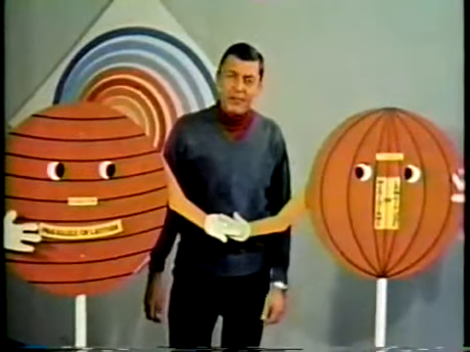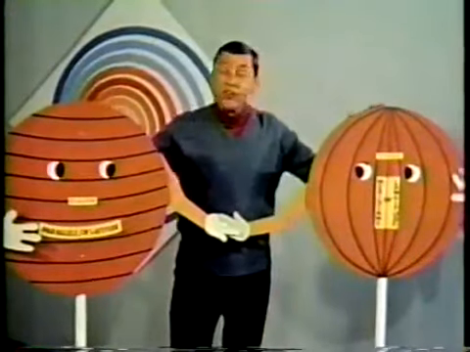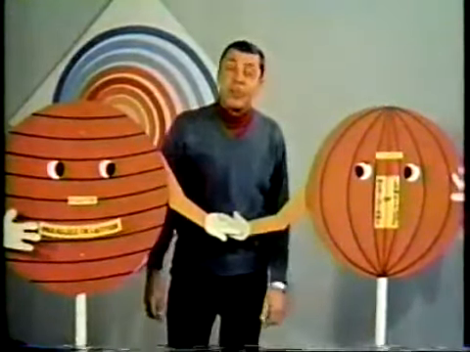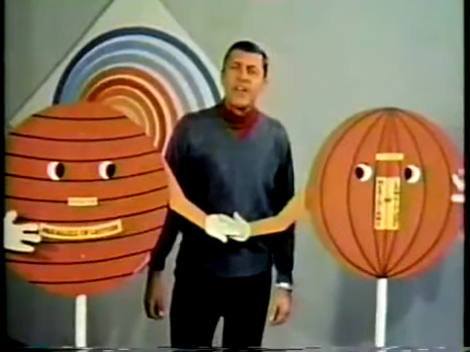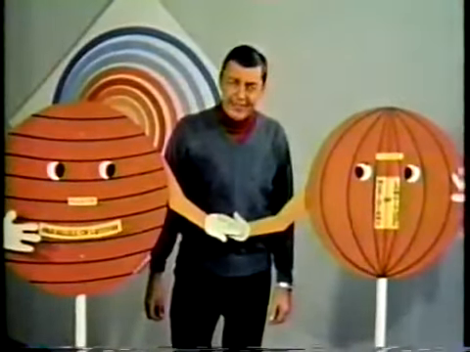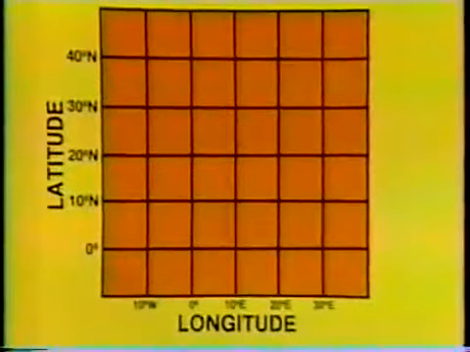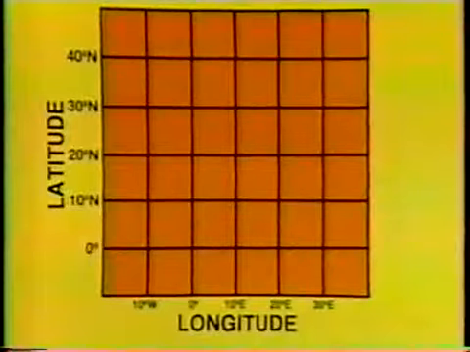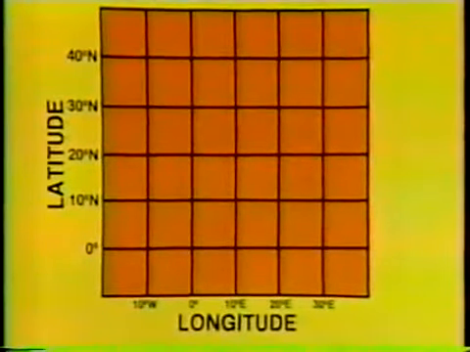On most globes and maps, Mr. Latitude and Mr. Longitude form a grid system, which enables us to find the position of any point on the surface of the Earth. For example, on this grid system, the parallels of latitude are numbered on the left, while the meridians of longitude are numbered below.